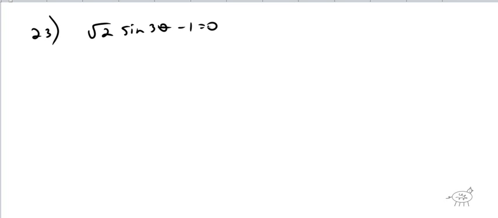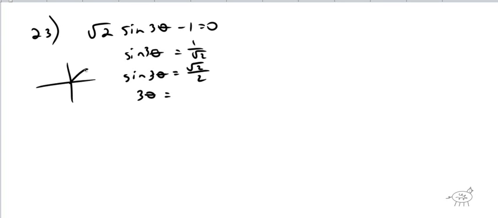So we solve for sine of 3 theta. So I add 1 and then divide by root 2. So I get sine of 3 theta equals 1 over root 2. So sine of 3 theta equals root 2 over 2. So remember, I'm going to have triple the number of answers. So I get 3 theta. Remember, sine is positive here and here. So 3 theta is, again, this is back to degrees now. Okay, and it's going to be 45 degrees.